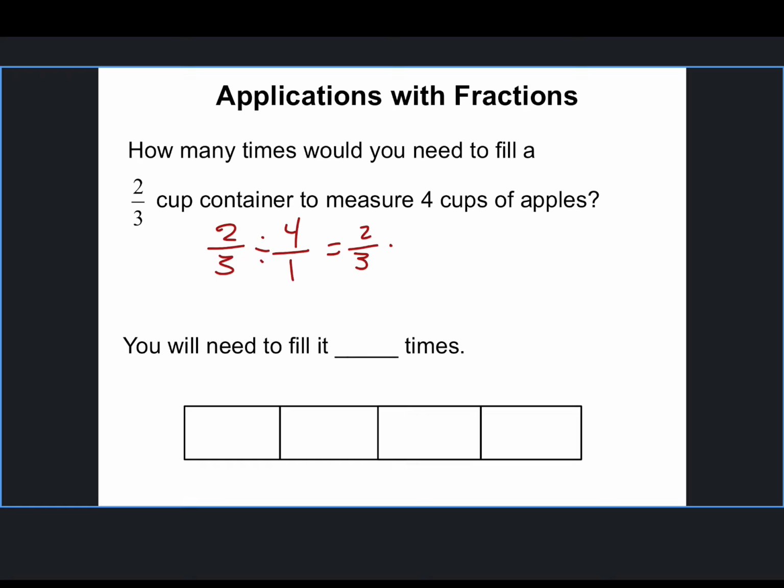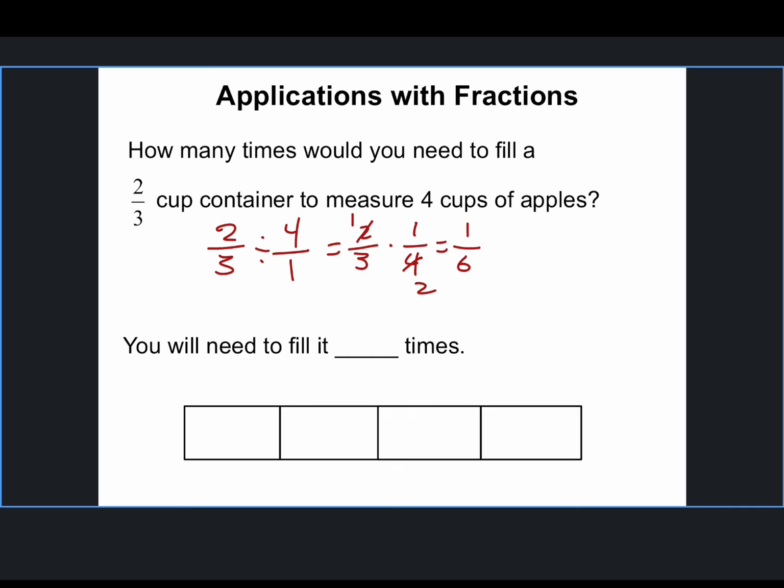2/3 times 1 over 4. Do we want to simplify here? Do we want to reduce here? You said always later. It's totally up to you. Okay, we can. The 2 and the 4 can simplify. So divide both the 2 and the 4 by 2. So 2 divided by 2 is 1. 4 divided by 2 is 2. Maybe 1 over 6. 1 over 6.